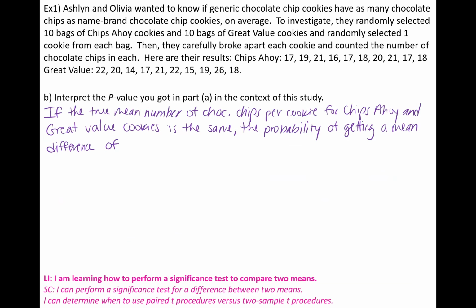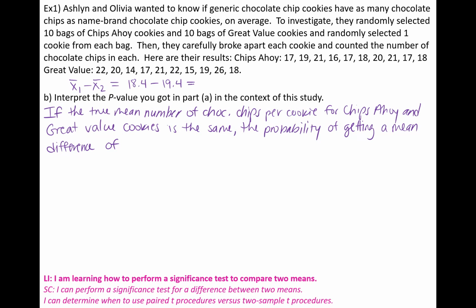I have it in my notes as the mean difference of -1, but I'm not sure that I did it the same way. Yeah, it looks like it's the same. Look, I wrote notes to help us out. From the calculator, our x bar 1 minus x bar 2: the mean for x bar 1, which is our Chips Ahoy, is 18.4, and the mean for the Great Value cookies is 19.4.